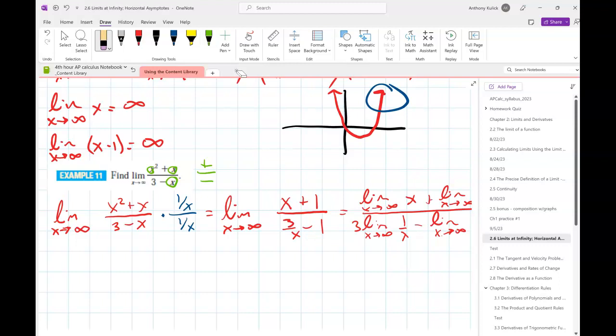If the degree of the numerator is the same as the degree of the denominator, then I have a horizontal asymptote at leading coefficient over leading coefficient. So my limit as x approaches infinity or negative infinity would just be leading coefficient over leading coefficient. And if the degree of the numerator is less than the degree of the denominator, then I have a horizontal asymptote at y equals 0, which means that limit would just be equal to 0.